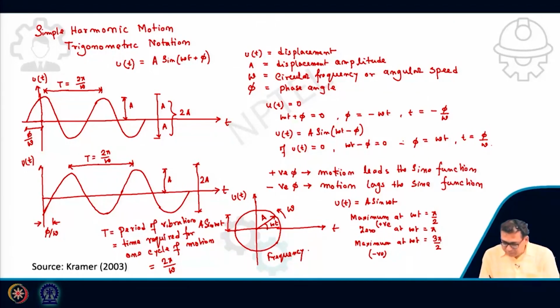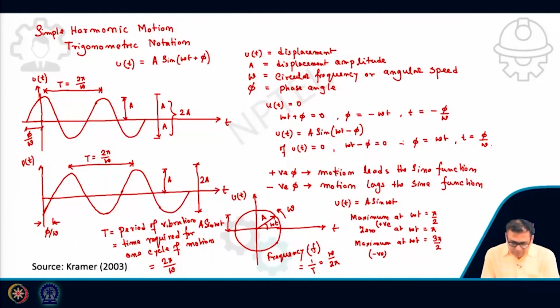Frequency is called F. That is basically the number of cycles that occur in a particular time period. So in that case, I can say the frequency is 1 by T, and that will be equal to omega by 2 pi. Because if T is 2 pi by omega, this will be omega by 2 pi.